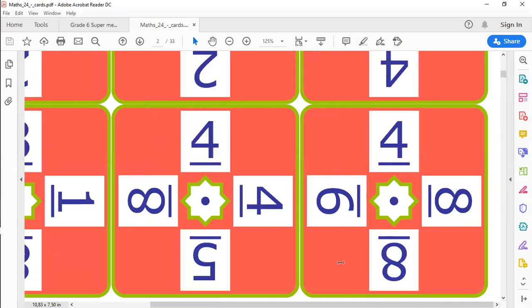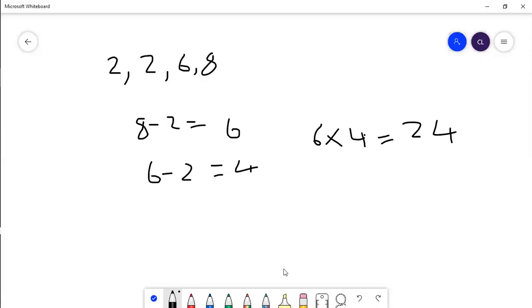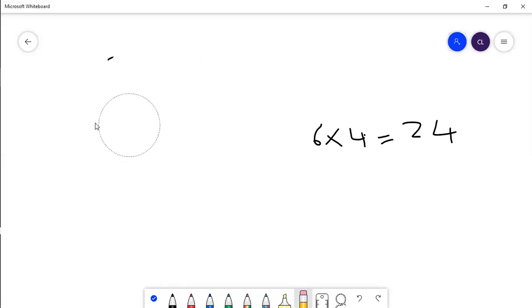8 and 4 and 4 and 5, right? So I've got 8 and 4 and 4 and 5. Let's go back to the whiteboard. So what I've got, 8 and 4 and 4 and 5, right? So how do I make 24 out of 8 and 4 and 4 and 5? Let's make 24, just so you guys can see it.